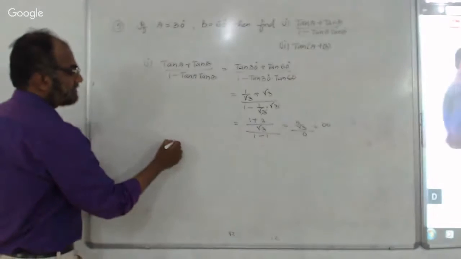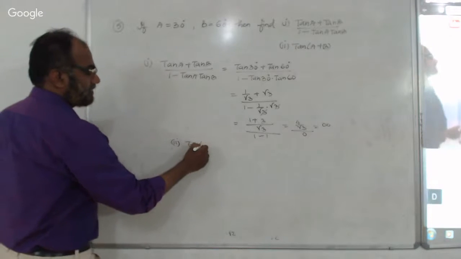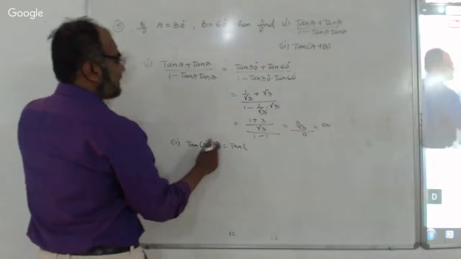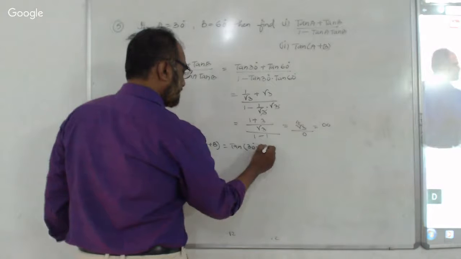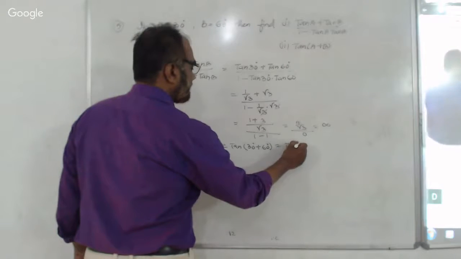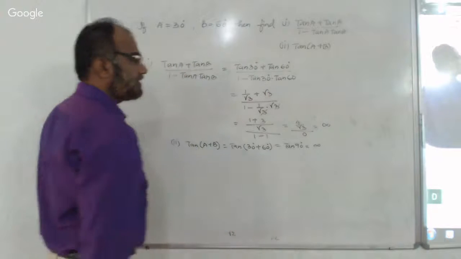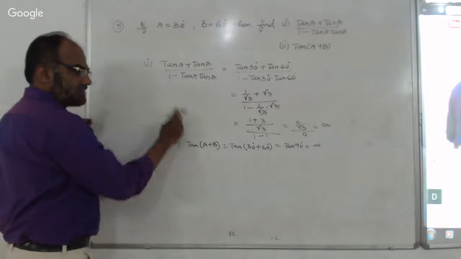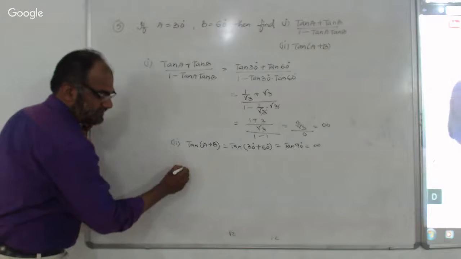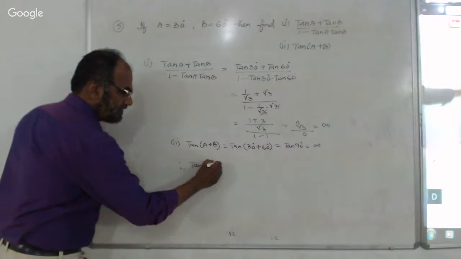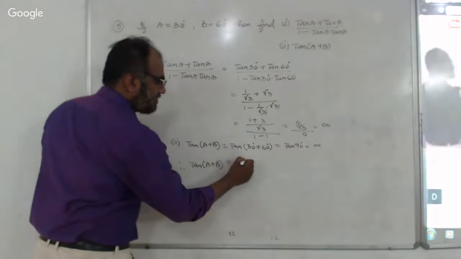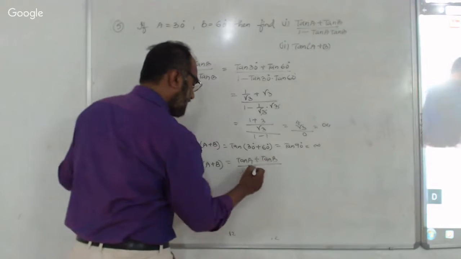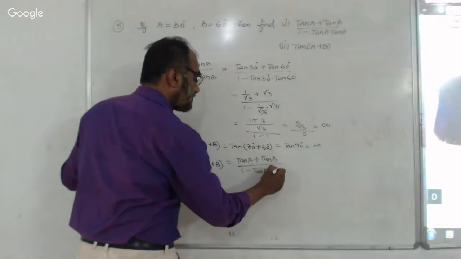Now let's check the second bit, the value of tan of A plus B. A is 30, B is 60, so this comes to tan 90, which is also infinity. So what do we notice from these two results is, tan of A plus B is the same as tan A plus tan B by 1 minus tan A tan B.